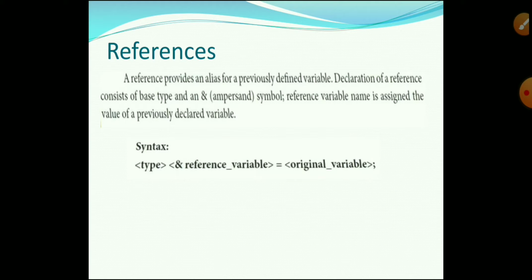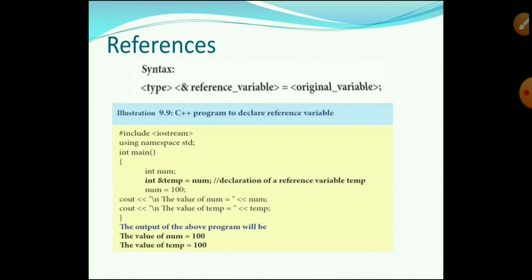After that I have to use the ampersand symbol, and then mention the variable name. The syntax is given below. The type, which is int, then the ampersand symbol, then the reference variable name, then the original variable, which is the alias value variable name. Let us see that example given below.